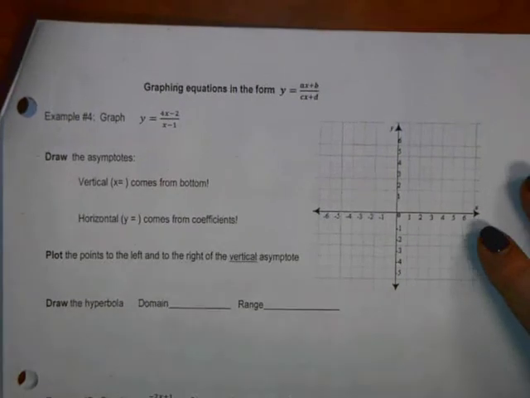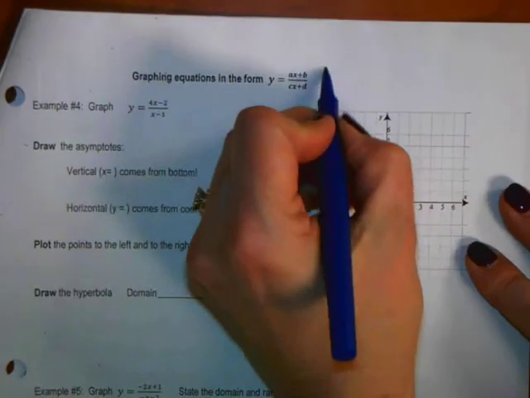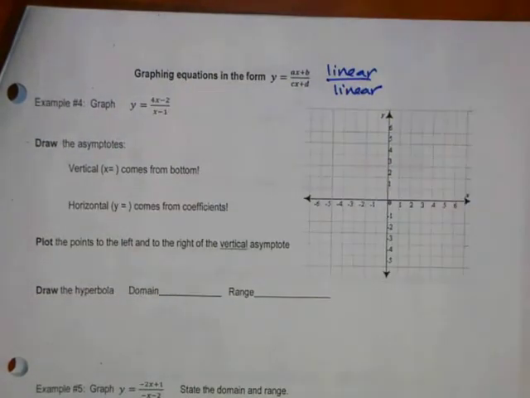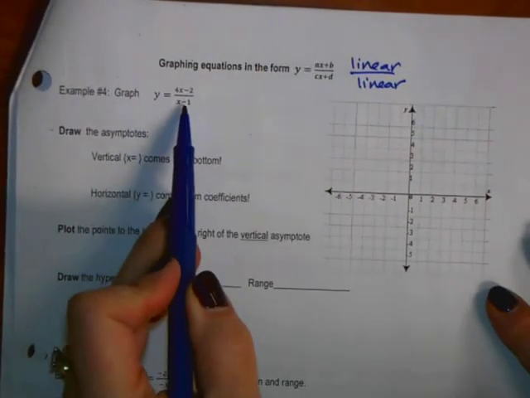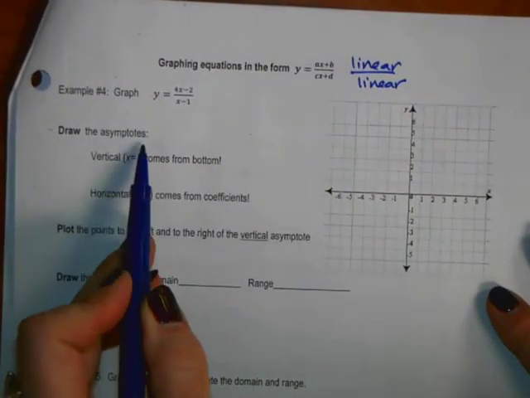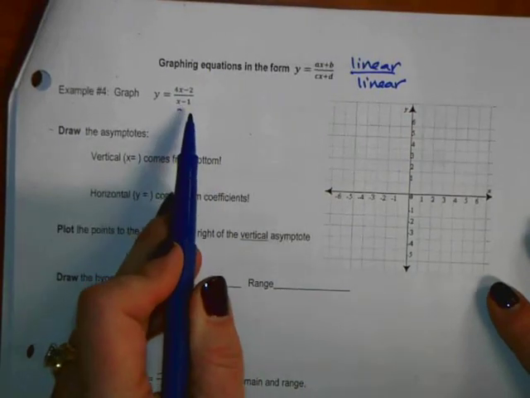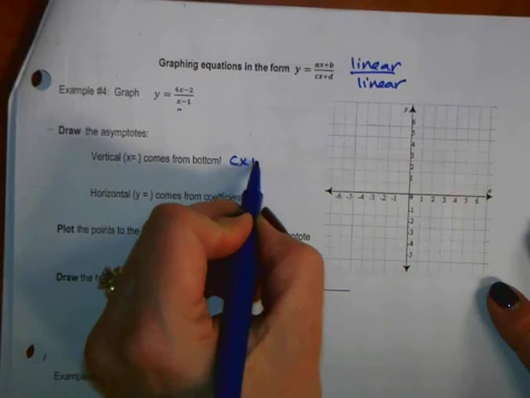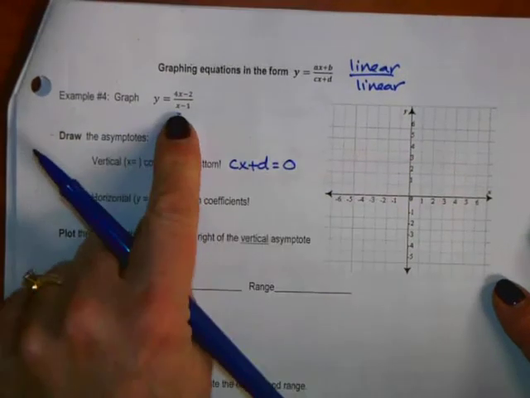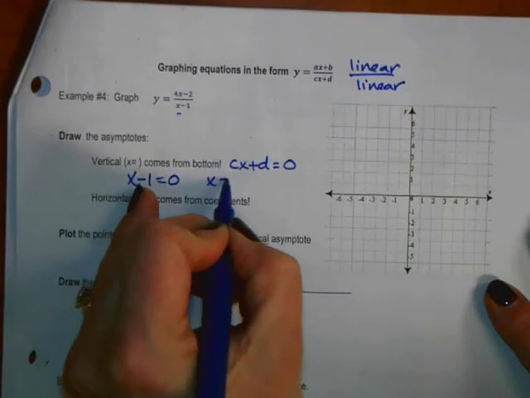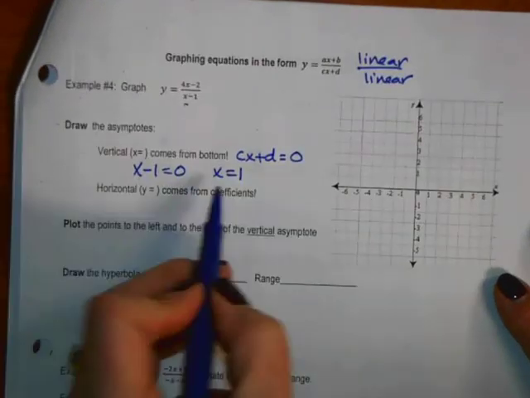It's the last page. This is slightly different, and as Kyle just said, it's a linear over a linear. So it's a little bit of a different process, but not too much. You still do basically the same thing. Here we have a linear over a linear. Draw the asymptotes. The vertical asymptote still comes from the bottom. You still have to determine what makes that denominator 0. That's an easy one because it's just going to be what? 1. So x equals 1. That's my vertical asymptote.